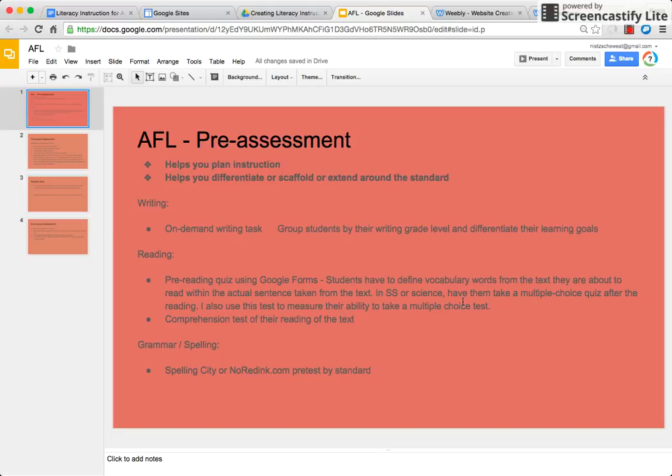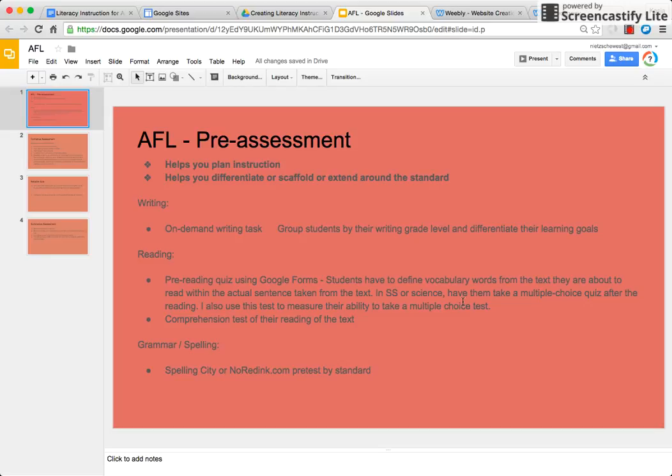Assessment for learning is the method of assessment that I was trained in, and I want to talk a little bit about pre-assessment. Pre-assessment helps you with instruction planning, and it helps you differentiate or scaffold or extend around the standard that you're focusing on.